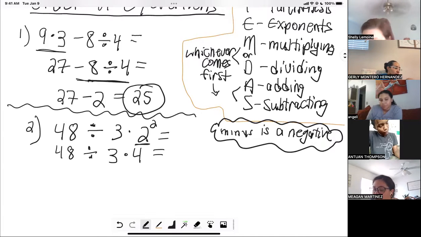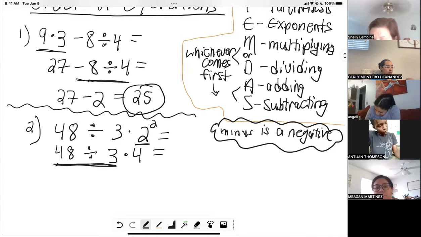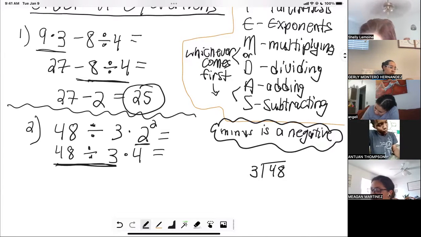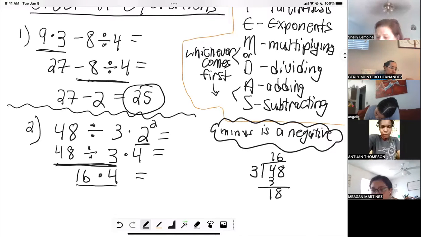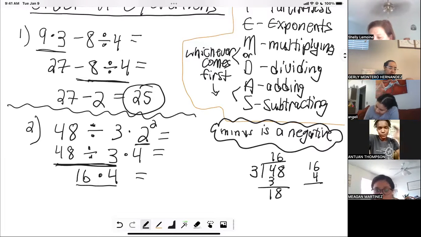Then we look left to right. We're going to do multiplying or dividing, whatever comes first. Well, this time my dividing comes first. So I have to divide first. Let's see, I'll put it over here, 48 divided by 3. So I'm going to do long division just real quick. 1 times 3 is 3. I have 1 and bring down the 8. What times 3 is 18? 6 times 3 is 18. So that's 16 times 4. And then I will multiply 16 times 4. 6 times 4 is 24. 4 times 1 is 4 plus 2 is 6.